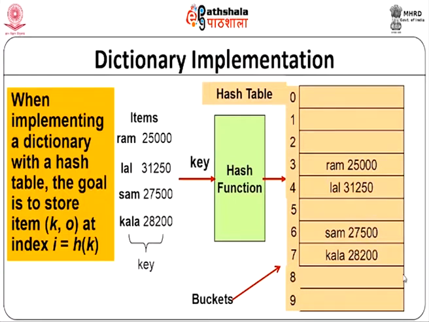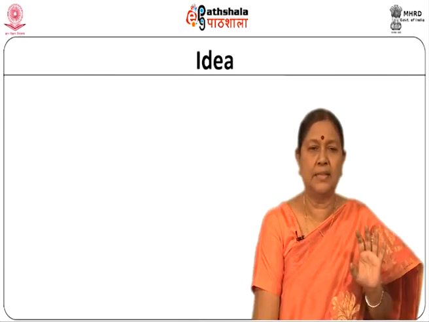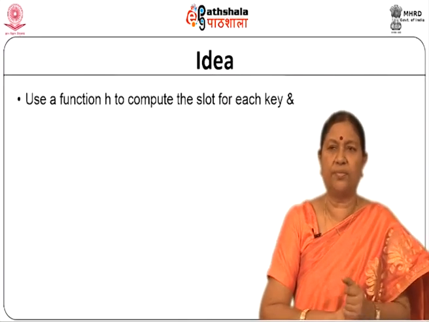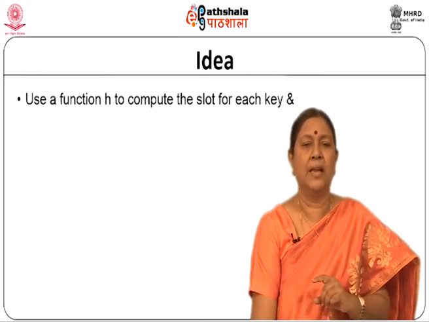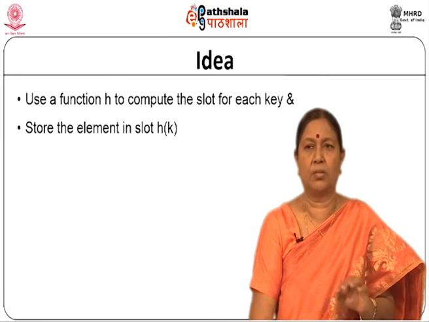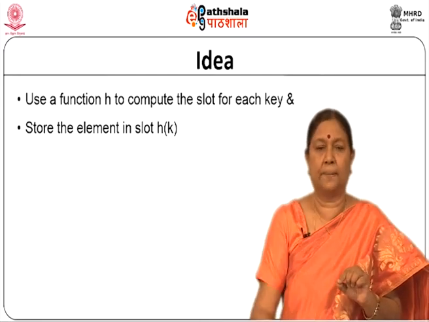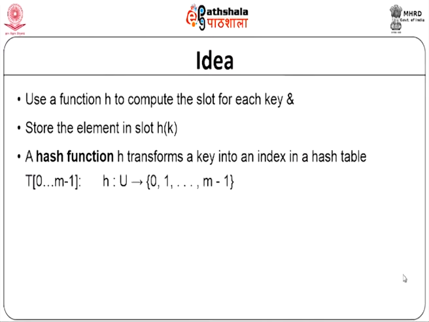How the hash function does this we have not yet explained. Now, the idea is this: use a function h to compute the slot for each key, that slot or bucket for each key, and store the element in that particular slot. So, that is h of k. Remember, k is the key to the item. So, a hash function h transforms a key into an index in the hash table. Suppose you have the universe of keys U, it is mapped onto a table of size 0 to m minus 1, and the hash function maps the keys onto the slots 0 to m minus 1. So, we say key k hashes to slot h of k. So, h of k gives you that slot.